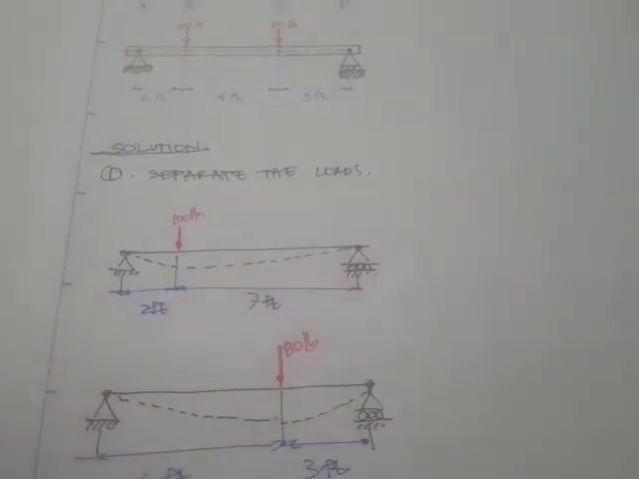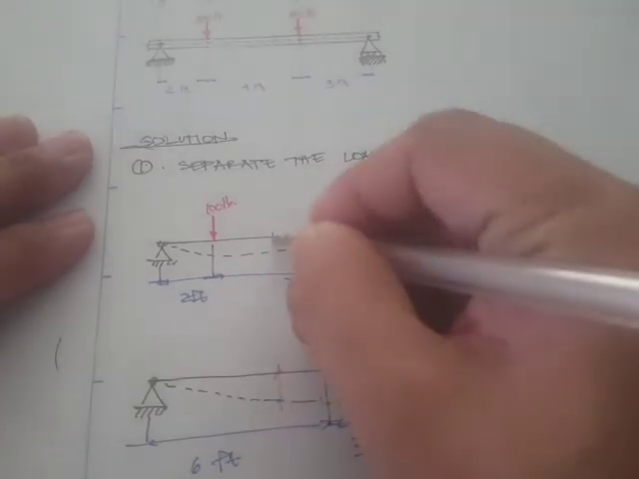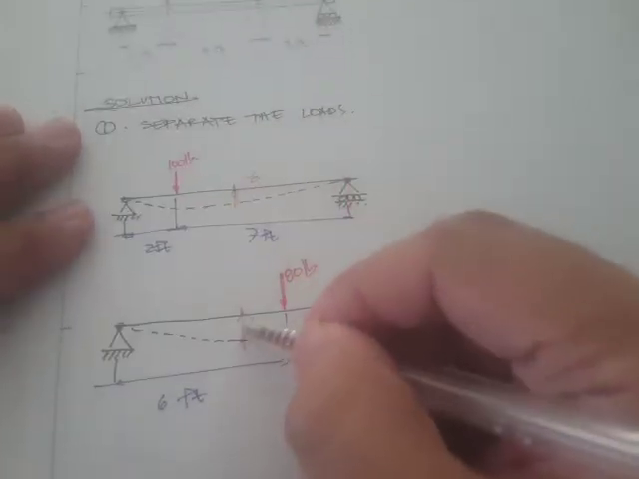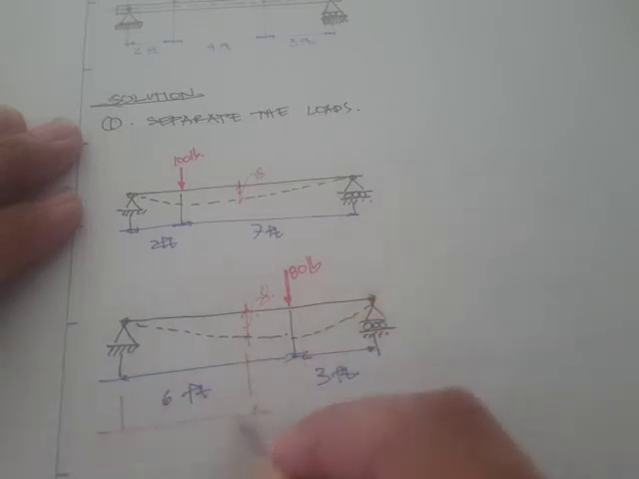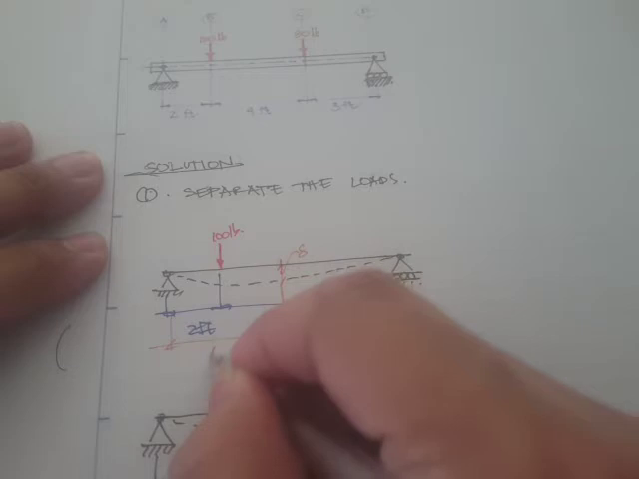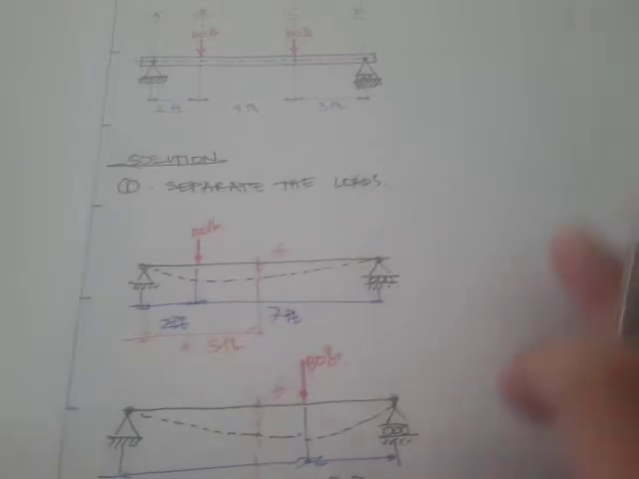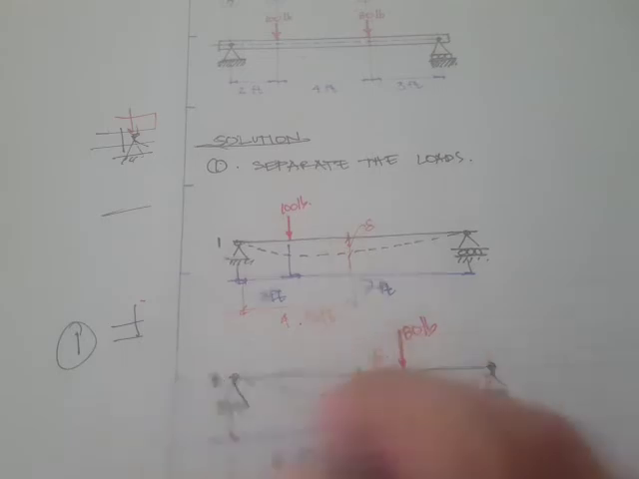And the midspan value would be right here. So here's our deflection at midspan, and the distance is, okay, this is 9, and therefore this is 4.5 feet. This is also 4.5 feet. Now let's solve for beam number 1. Let's say this is 1 and this is number 2.